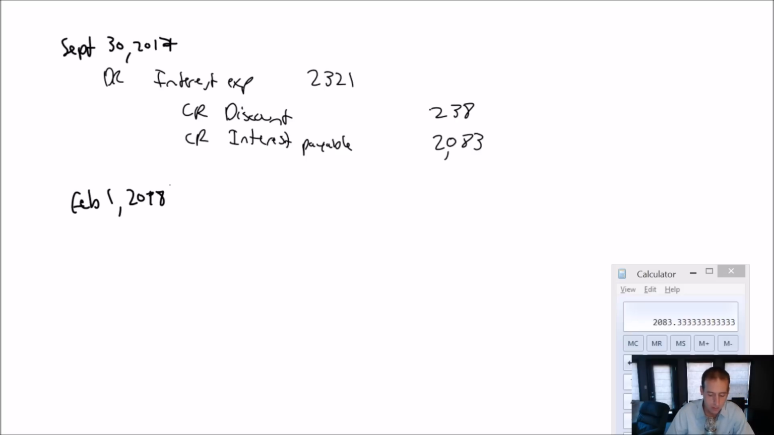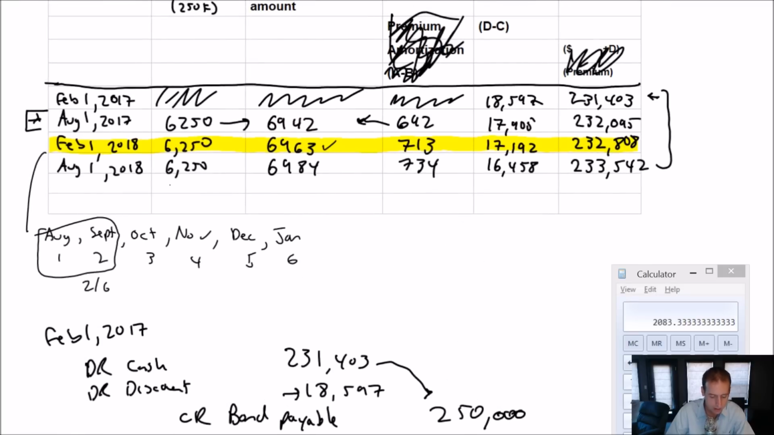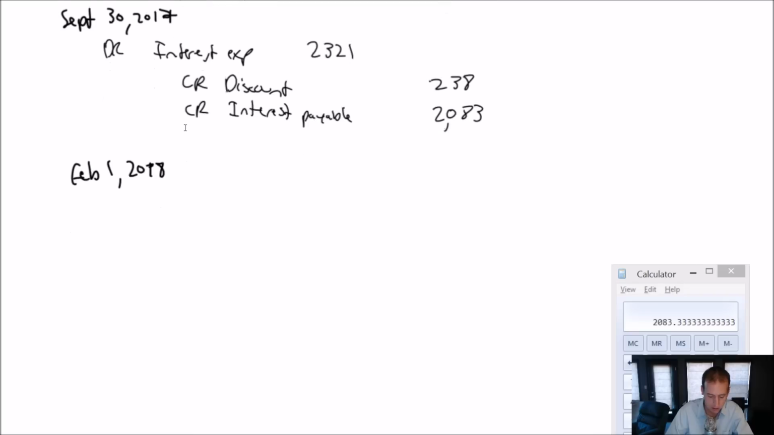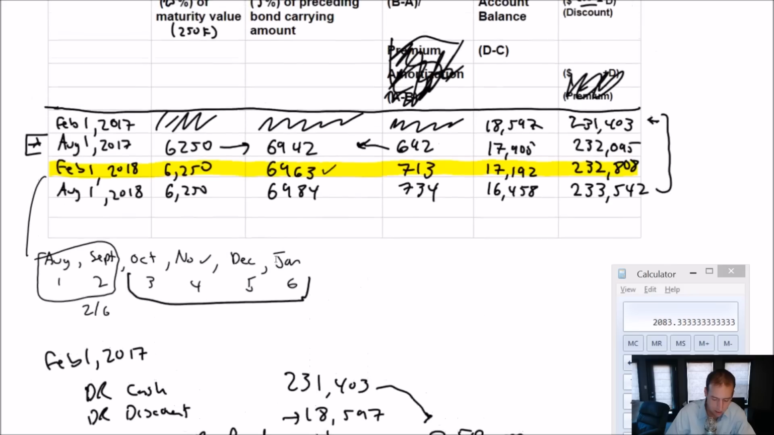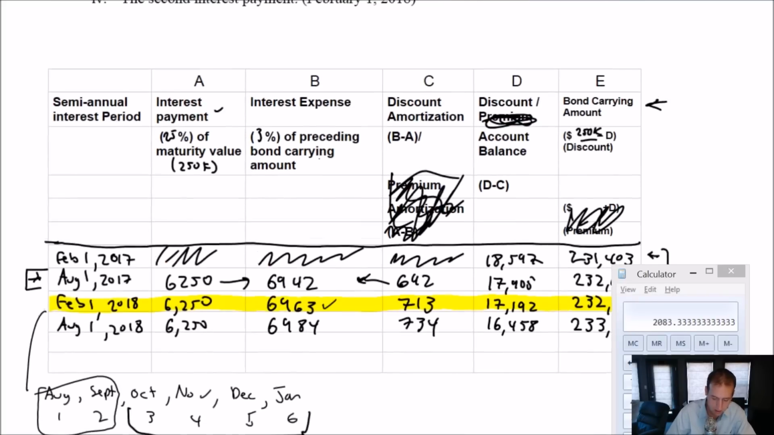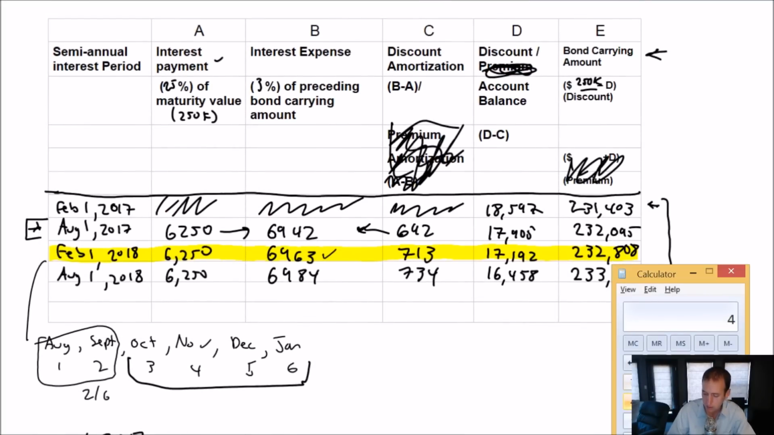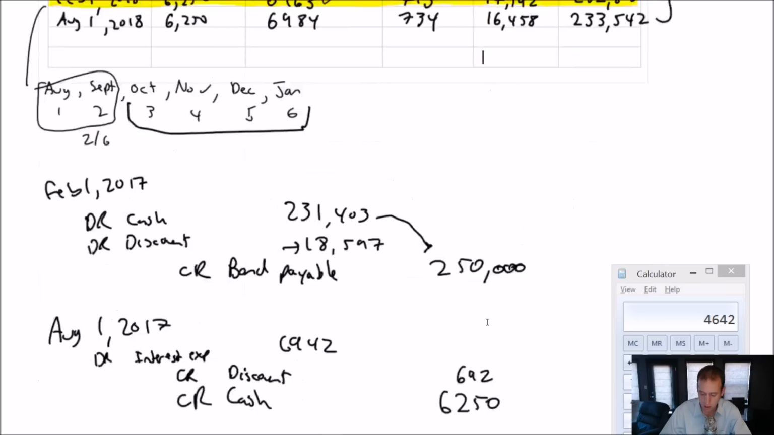And what we want to do on February 1st, 2018 is look at the same highlighted line. We've done 2 months, August and September. Now we want to do October, November, December, January. We want to do 4 months here. So I take all of this data again and I go, oh, same stuff, just 4/6. So debit interest expense. With the last one, I did 2/6 of 69.63. This time I'm going to do 4/6. 4 divided by 6 times 69.63, and I get 46.42.